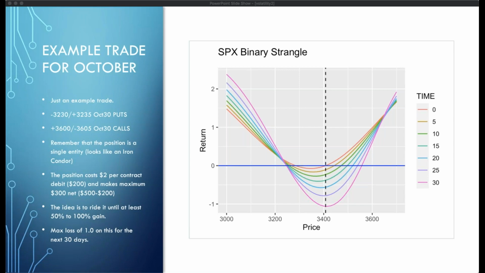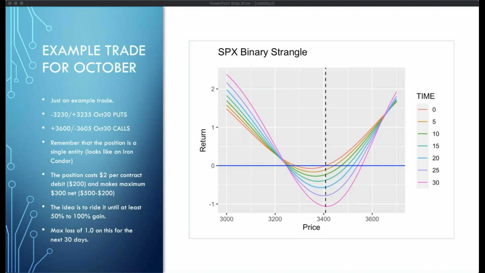What kind of effect does an increase or decrease of volatility have on the trade? This trade is incredibly sensitive to implied volatility, of course, because it's a binary strangle. If implied volatility goes up, the trade goes up in price. And if implied volatility collapses, then the trade will fail.